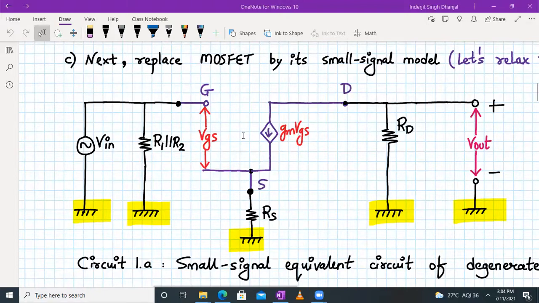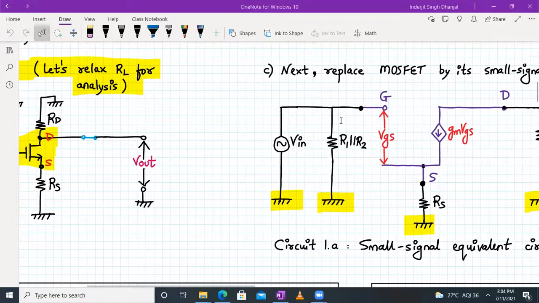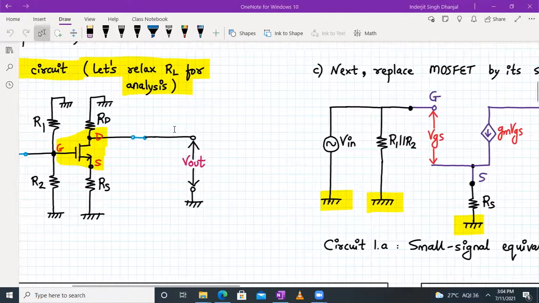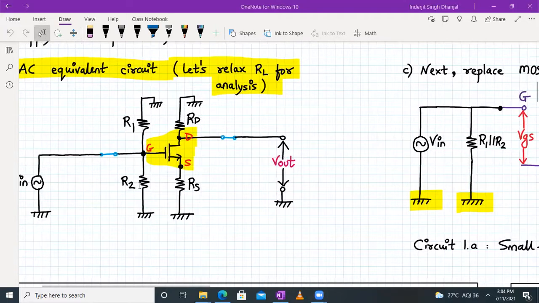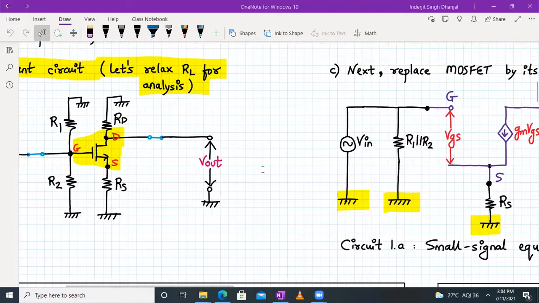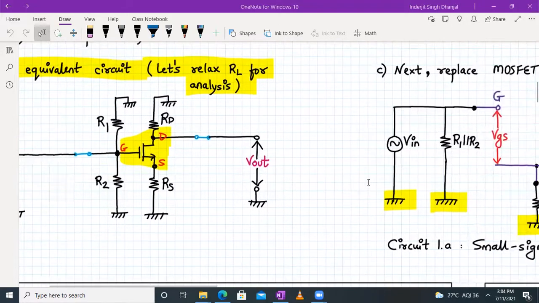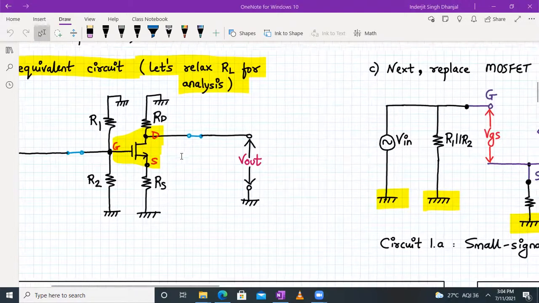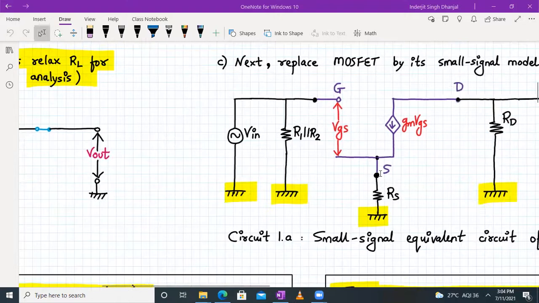Now let's build up the remaining part of the circuit. Now that we have replaced the MOSFET by its equivalent model, let us put the other circuit components back. From the gate terminal, we have two resistors R1 and R2 in parallel, and with that, we have a voltage source Vin. From the source terminal, we have a resistor RS.